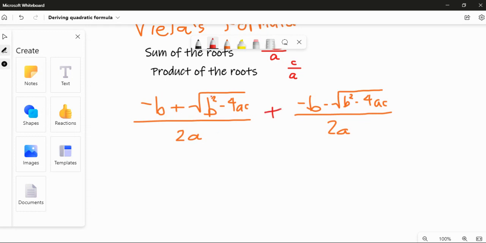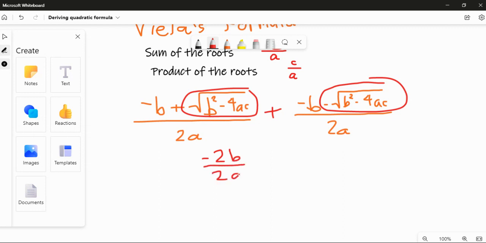Okay, let's add them. So when we're adding, this term here will cancel out with this one, since this is positive and there's a minus for that. So those will cancel. When you add them, they have the same denominator, so you can just add them. Negative b minus b is negative 2b, and the denominator is 2a, and then you can cancel out the 2. So you're left with negative b over a, and that is the proof.